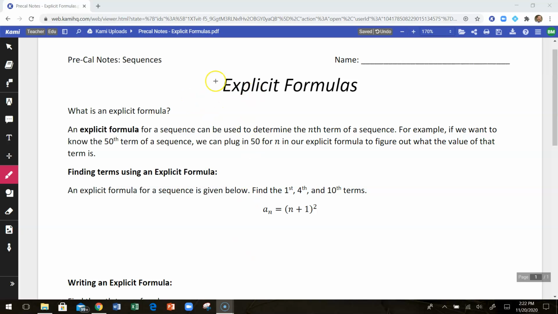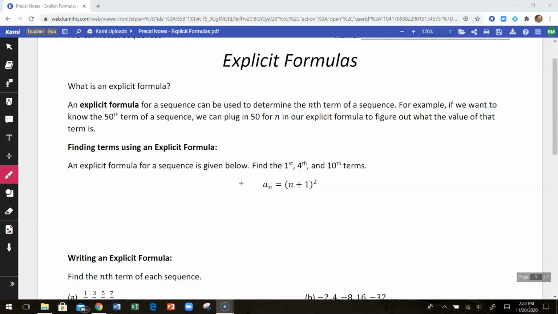There are a couple of ways to write the formula to represent a sequence. The first of those is what's called writing an explicit formula. An explicit formula says that if I want to find the nth term of a sequence, I simply plug in that number for n and I get that value. For example, if we want to know the 50th term of a sequence, we can plug 50 into our formula for n, and that will give us the value of the 50th term.